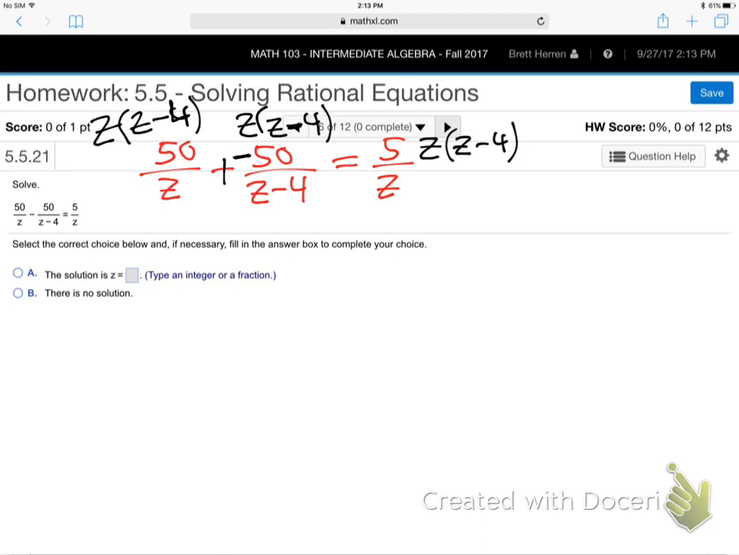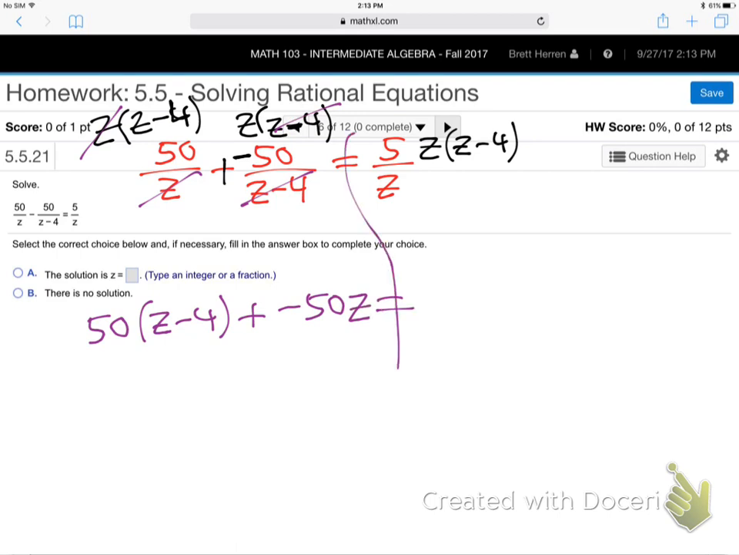How we doing? Are you making it through? So z cancels z. You cross cancel and multiply the leftovers. What's left over here? 50 times z minus 4. You can multiply them right away or next step, whichever. Z minus 4 cancels z minus 4. What do you get? Negative 50.